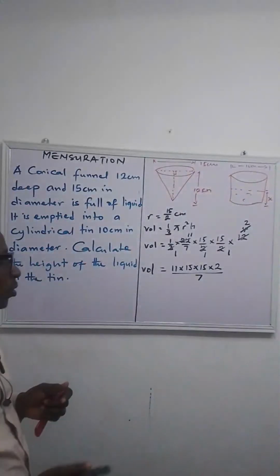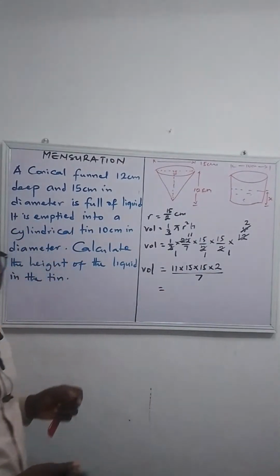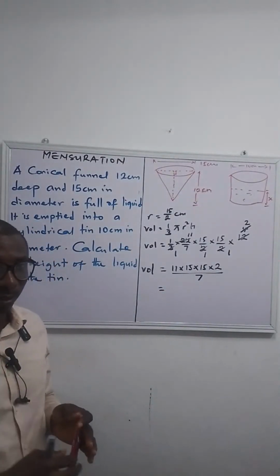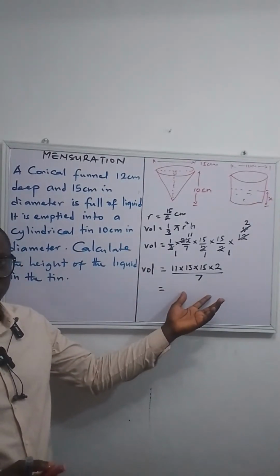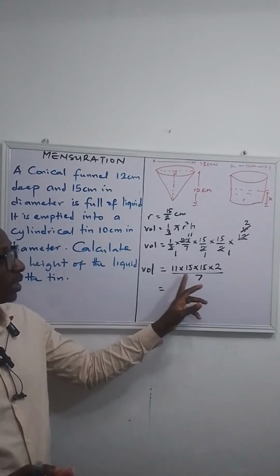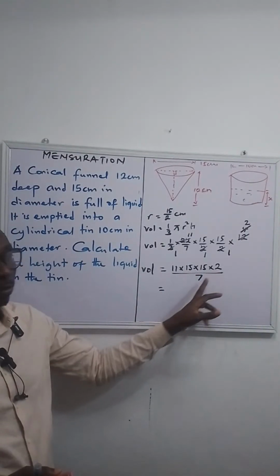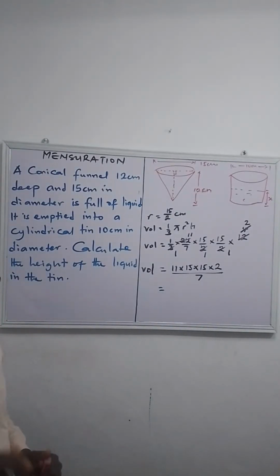Okay, so now can we evaluate this? So I want you to do this and tell me what the answer is. All right, I hope you have your adding machine. So compute this and tell me what's going to be the answer. So 11 times 15 times 15 times 2 over 7. Okay, so what's the answer? If you have your answer, drop that in the comment section. Let me see what you have.